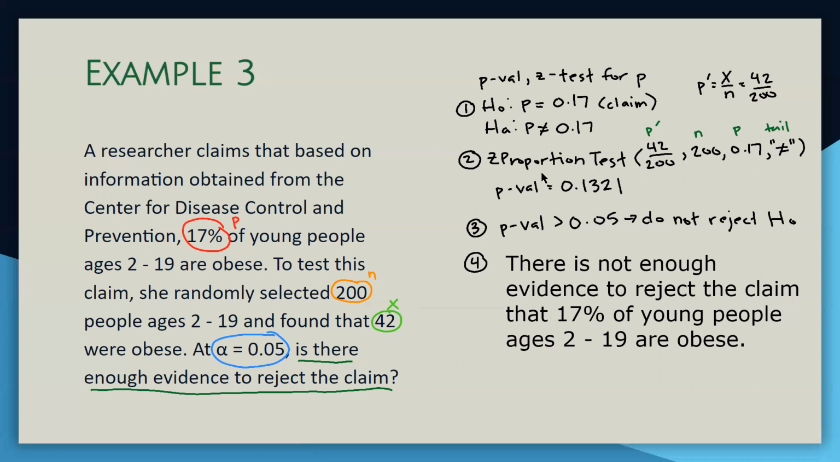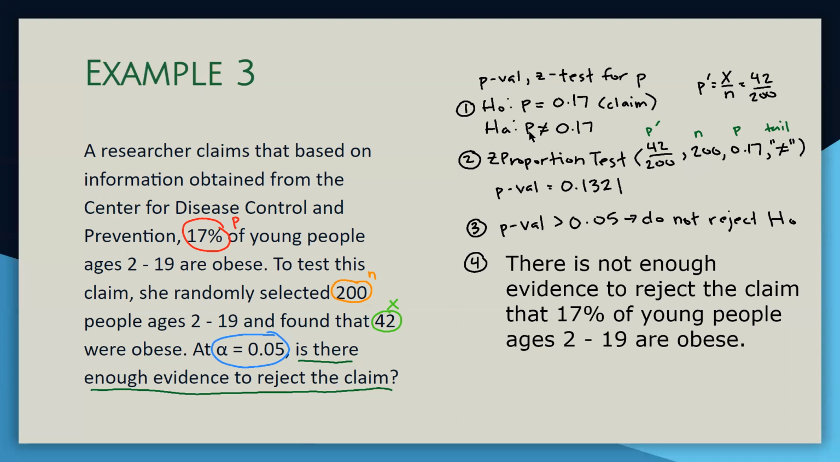This time I ran the test in GeoGebra. So I used the z proportion test function call, and GeoGebra asks for the sample proportion first. So doing this method, I actually had to calculate that sample proportion. You'll notice I entered it as a fraction, 42 over 200. That prevents any rounding error, and GeoGebra will calculate that decimal when it runs the test. Then it asks for the sample size and the population proportion, and then the tail, which is the alternative.